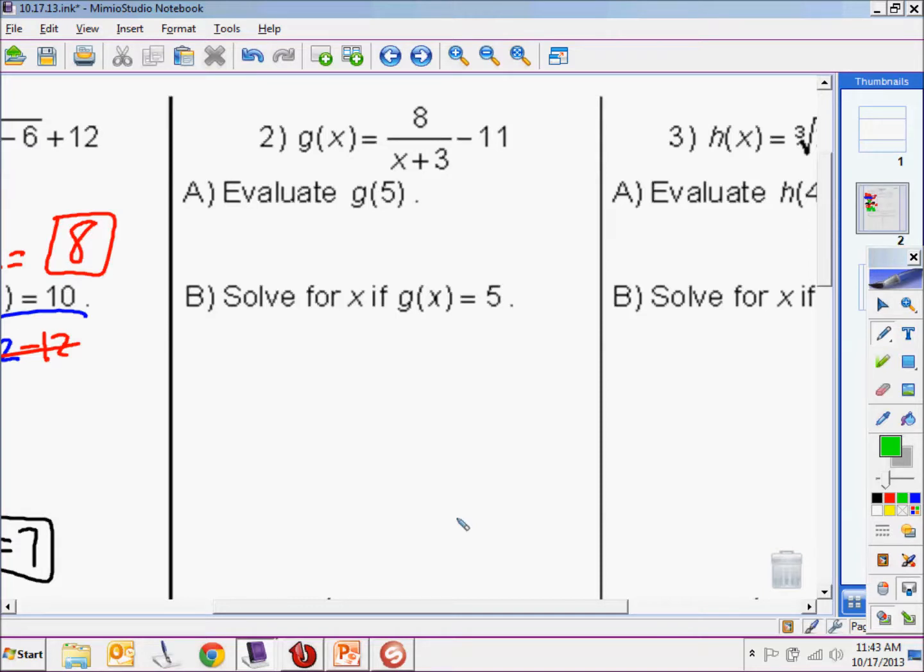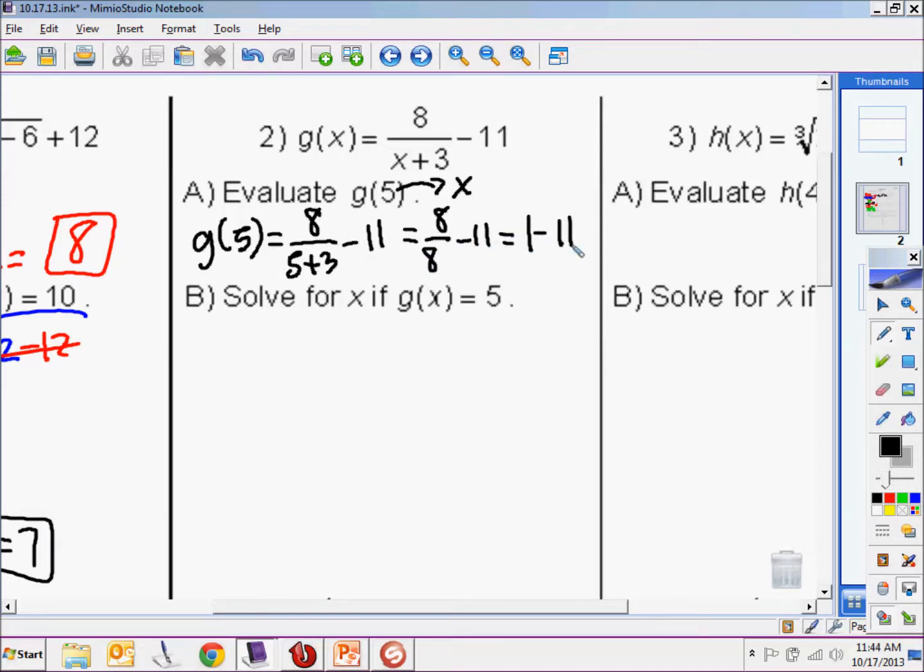So evaluate tells me to do what? Plug in for x. So this is going to become x. So g of 5 equals 8 over 5 plus 3 minus 11. This is 8 over 8 minus 11 equals 1 minus 11. What is that? Okay? Is it necessary to go through these two steps if you know what you're doing? No. You could look at this problem and say, well, 8 divided by 8 is 1. 1 minus 11 is negative 10.